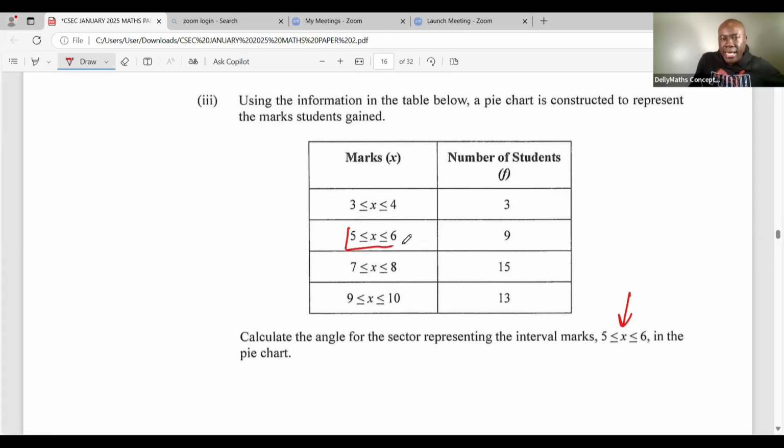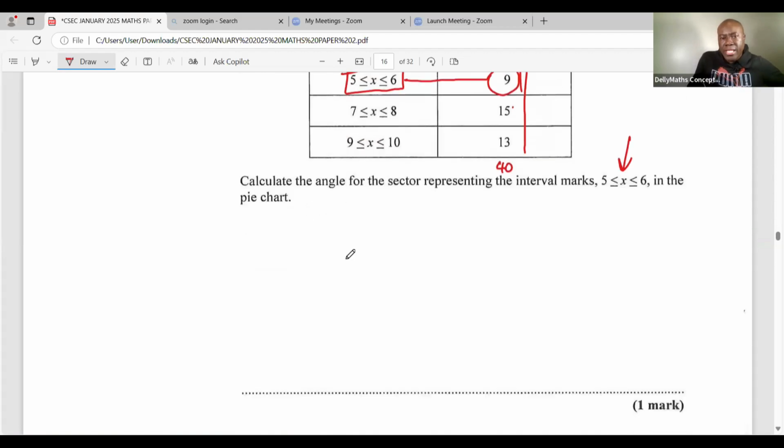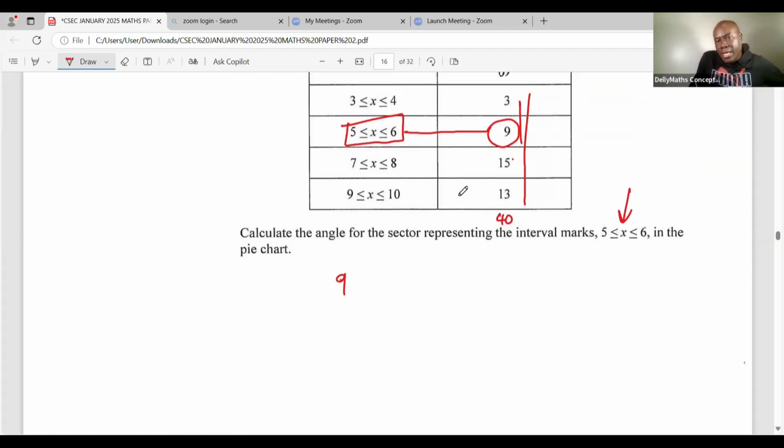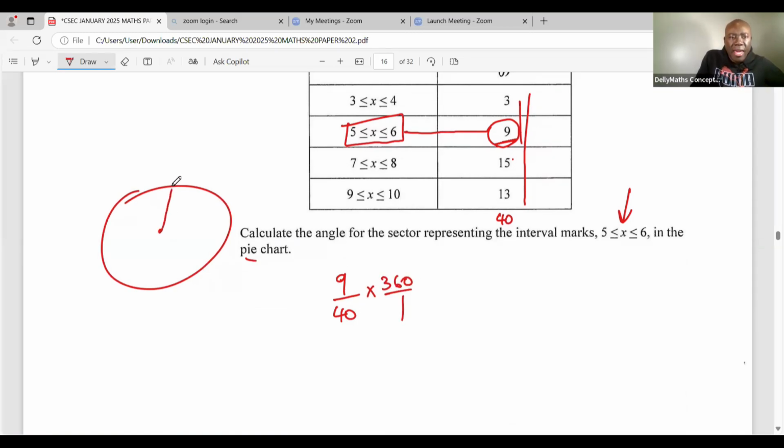So basically, I'm going to take a look at this and I'm going to see what this is. It's 9. But in a pie chart, the idea is going to be 9 out of how much. So remember, we need to know the total here. You could name 40 from the question. So how are you going to represent this? It's going to be 9 out of a total of 40. And because we're dealing with a pie chart, it's a circle. So you're going to have to multiply this by 360 to actually see the sector that it occupies. So you're going to work this out and then we're good.